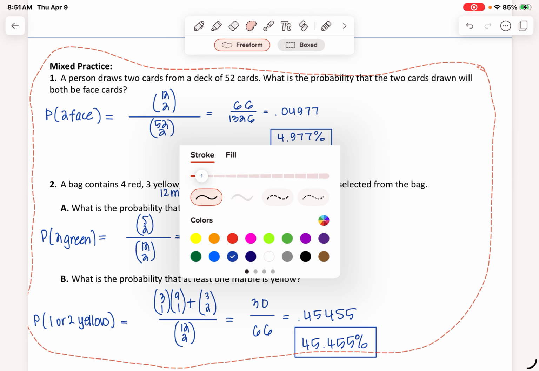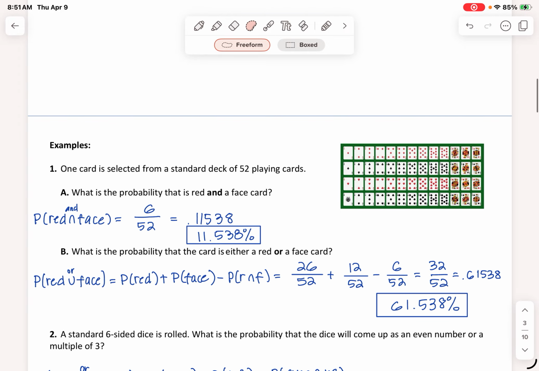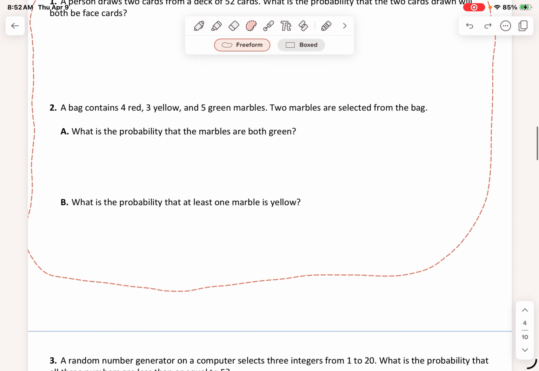This was mixed practice that isn't necessarily exactly like what we just did. It comes from the stuff that we've done in the days before. A person draws 2 cards from a deck. So if I'm drawing 2 cards, I can't do my over 52. I have to do my denominator is 52, choose 2. What's the probability that the 2 cards drawn will both be face cards? So if you look, face cards, there's 12 of them, and you're choosing 2. So your numerator is 12, choose 2.